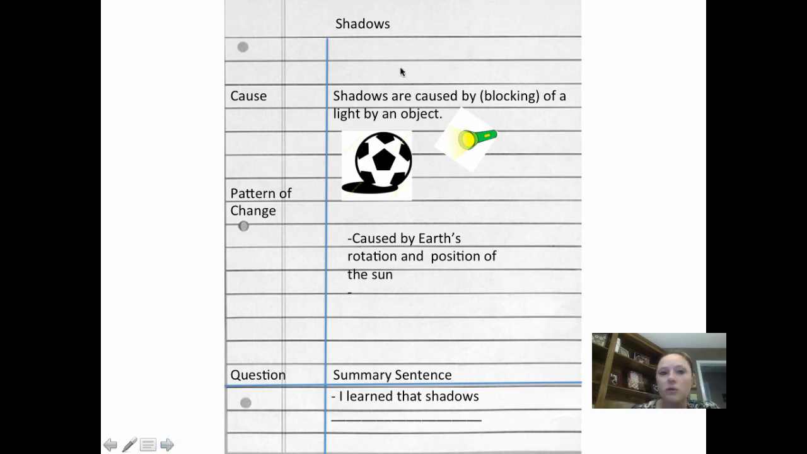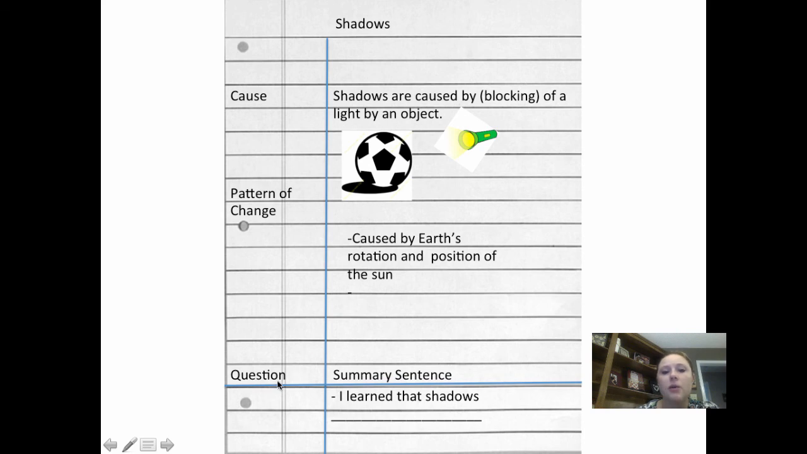So your notes for this. We talked about what causes shadow, and you should have had a picture with a light source, an object, and where the shadow is with the light source. Okay, and then the pattern of change. Remember we talked about the reason why your shadow changes is because of the Earth's rotation and position of where the sun actually is. Okay, so your notes should look like this.